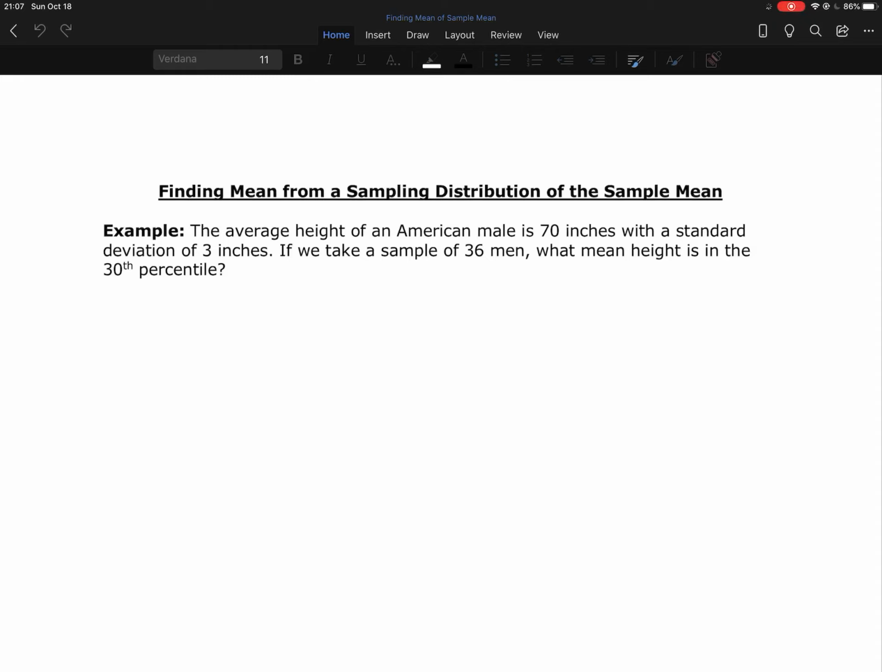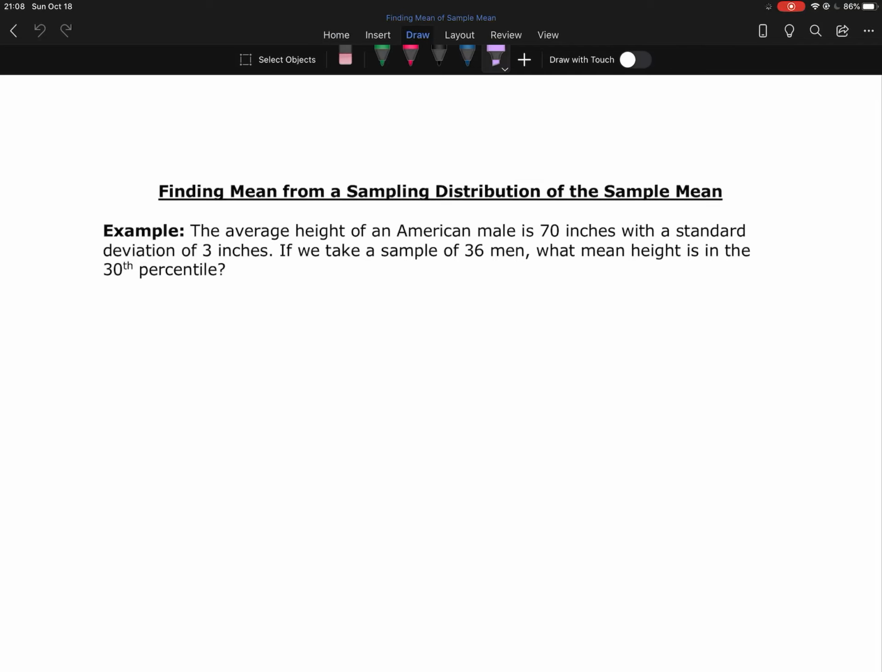All right, so now this last example that we're going to look at is a, quote, working backwards problem. So what do we do if we've been given the probability associated with a sample and we're asked to find the mean that is associated with that probability? So here we're looking at the average height of an American male is 70 inches with a standard deviation of 3 inches. If we take a sample of 36 men, what mean height is in the 30th percentile?